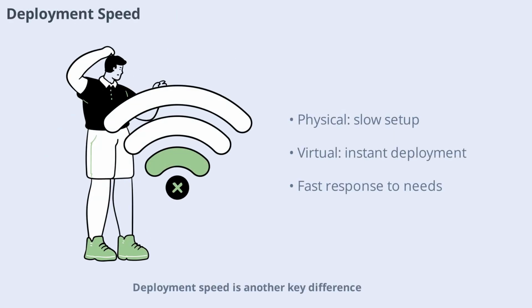Deployment speed is another key difference. Setting up a physical server can take days or even weeks, from ordering hardware to configuring the system. Virtual servers, however, can be deployed in minutes using templates and automation tools. This rapid deployment is especially valuable for businesses that need to launch new services or respond to market changes quickly.